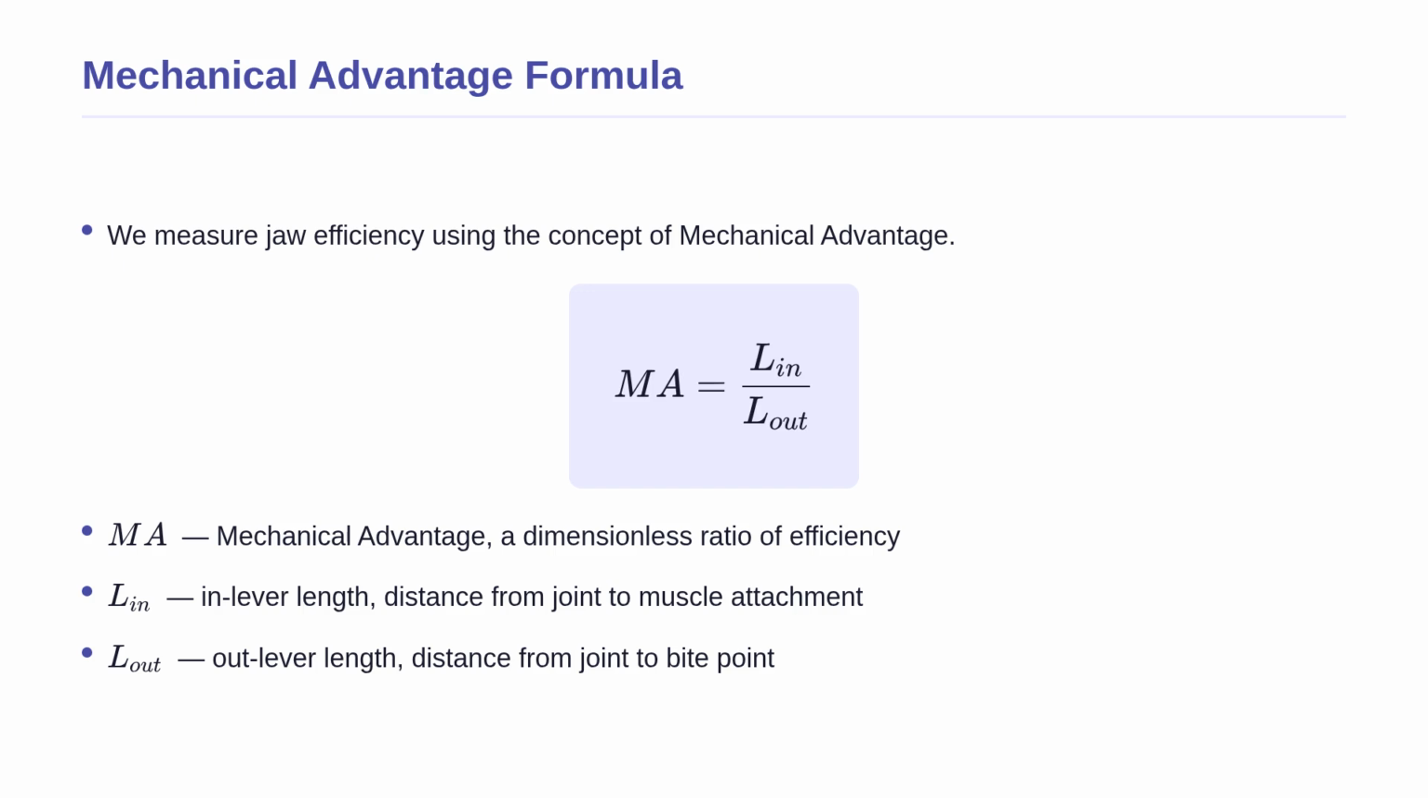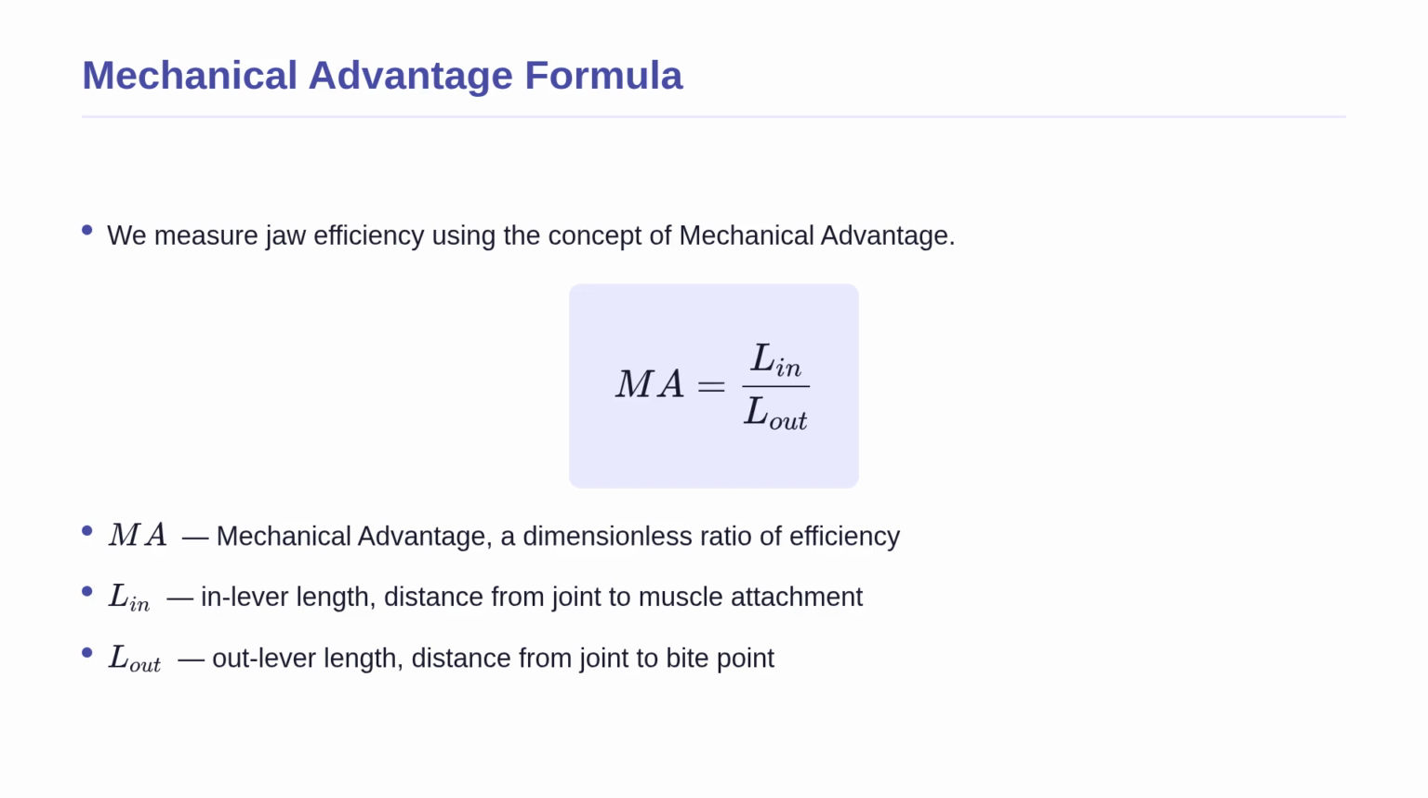MA represents the mechanical advantage, which is a pure dimensionless ratio, indicating the force-multiplying efficiency of the jaw. Lin is the in-lever length, measured as the distance from the jaw joint to where the jaw muscle attaches. Lout is the out-lever length, the distance from the joint to the actual bite point on the teeth.